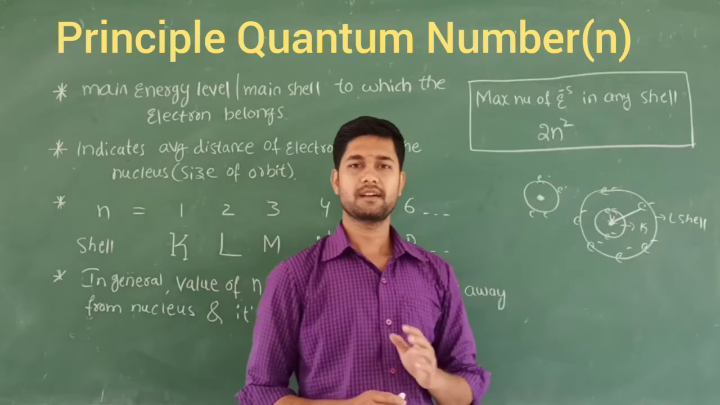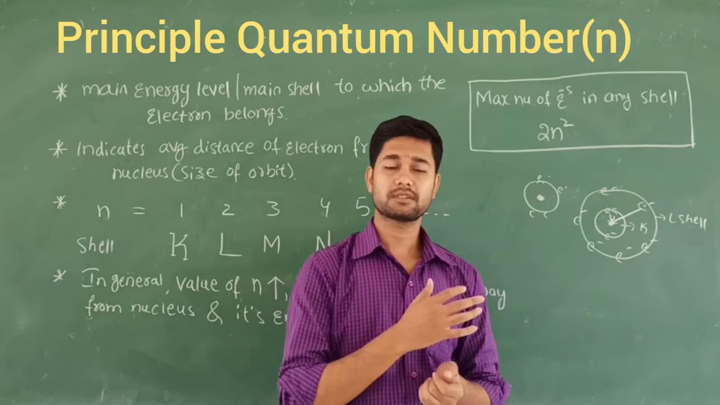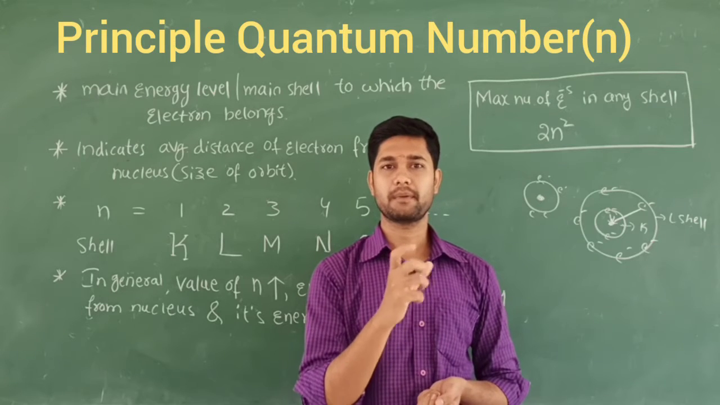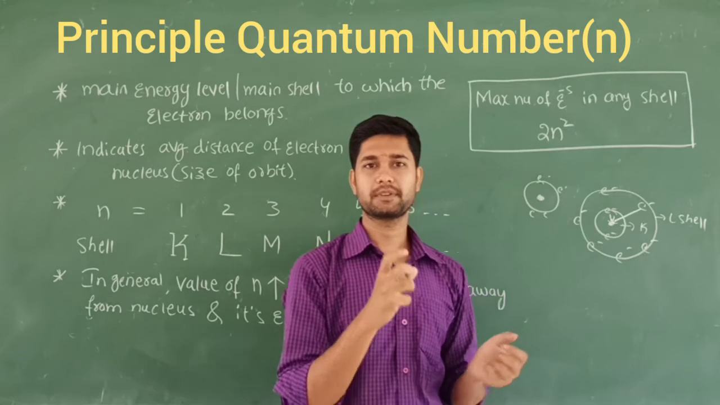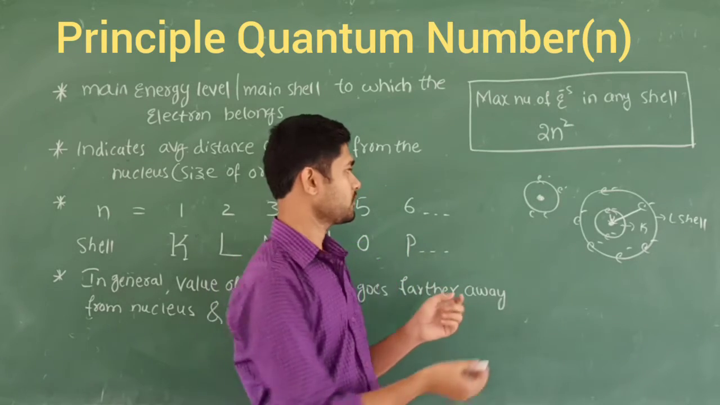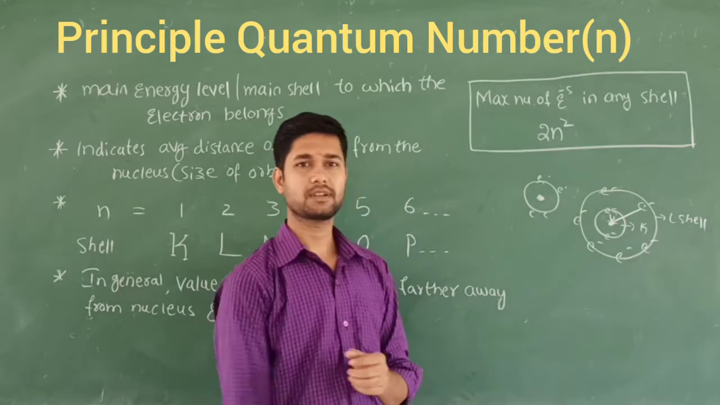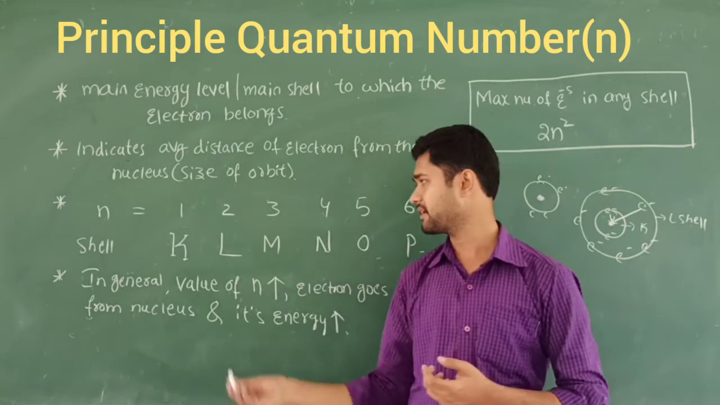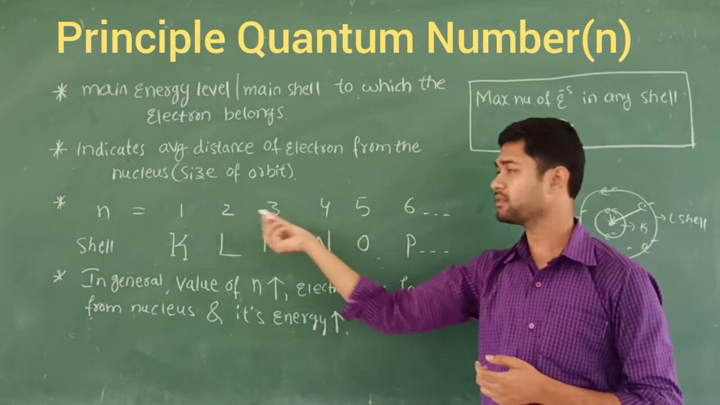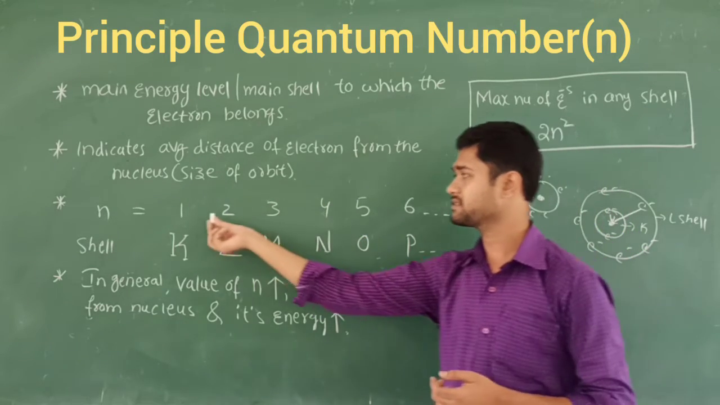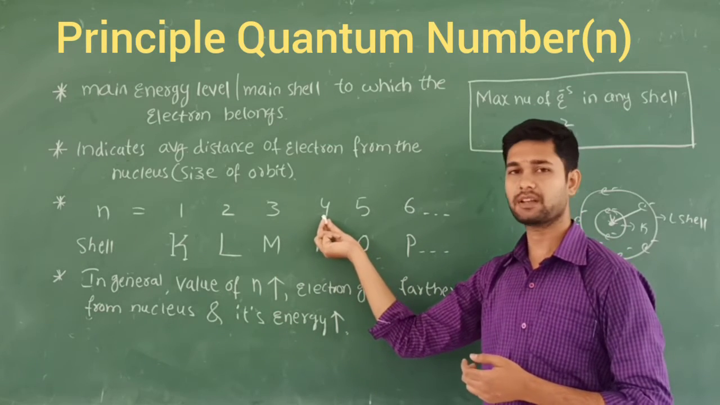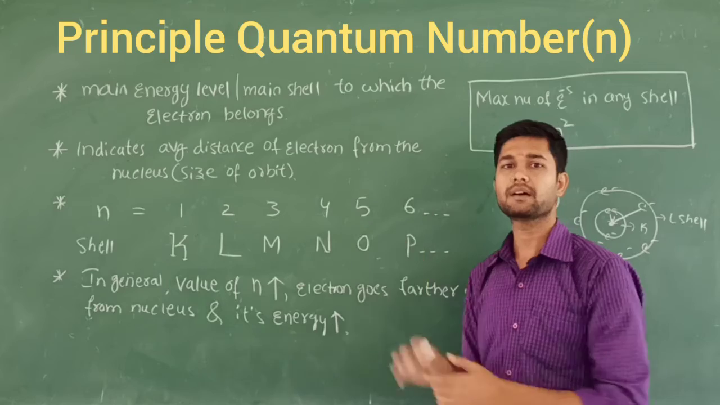As the shell number increases, the electrons go farther away from the nucleus. The electrostatic force of attraction between the electrons and the nucleus is inversely proportional to the distance. So as the distance increases, the energy increases. That's why n equal to 1 is called the lowest energy level, whereas n equal to 4, compared to 1, has the highest energy level. Electrons in the fourth shell are farther away from the nucleus.